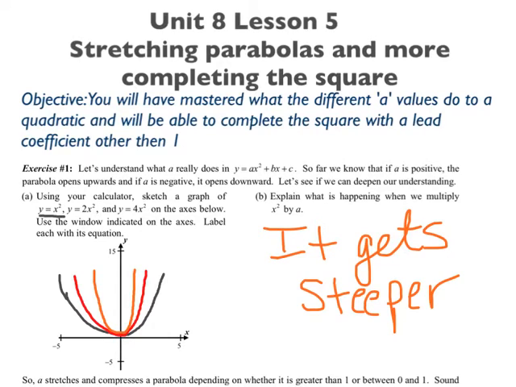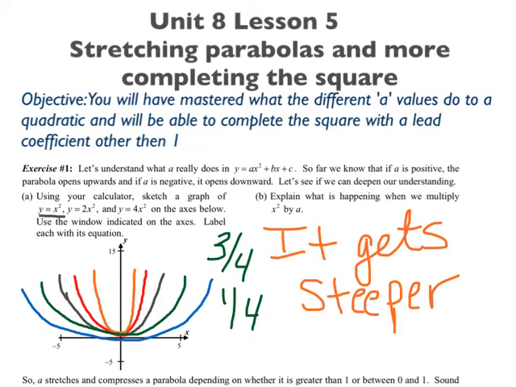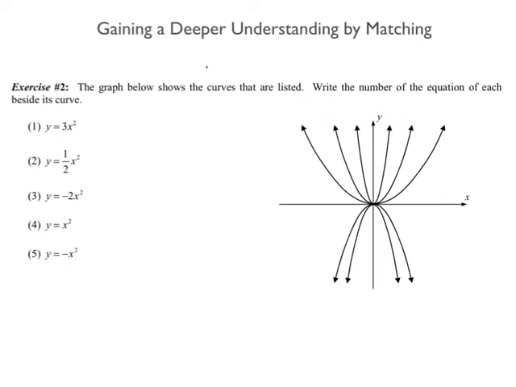I want to just show you, and there is no example for this, but I want to show you what happens if a is less than 1. So if that a is less than 1, let's say 3/4, it's going to start going the other way. 1/4 would obviously be even farther out. It would be getting fatter or wider. I know those examples aren't on there, but I wanted to give them to you anyways.